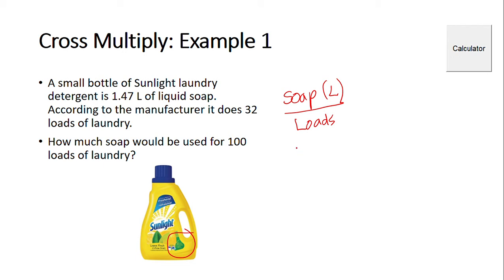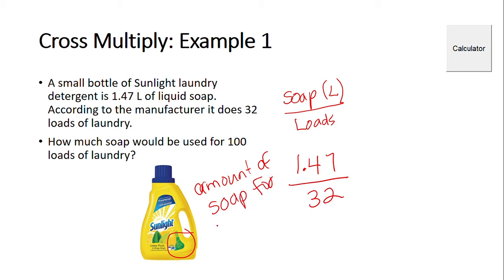Okay, so in our first ratio, we have that 1.47 liters will do 32 loads of laundry. And so we need to know how much soap. So let's say amount of soap for 100 loads equals n. Okay, so we don't know how much soap. This is where the variable goes. But we do know that we want to do 100 loads of laundry.